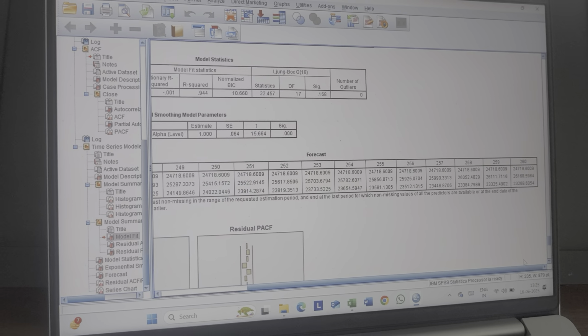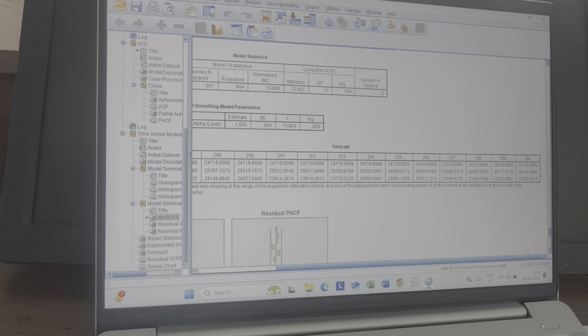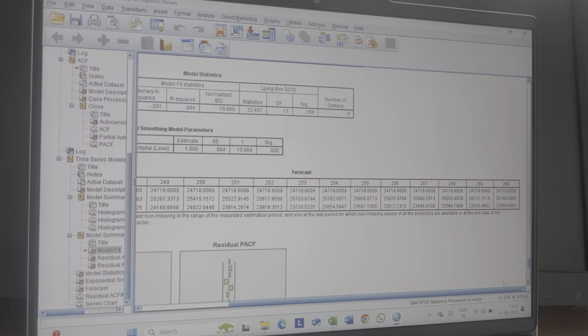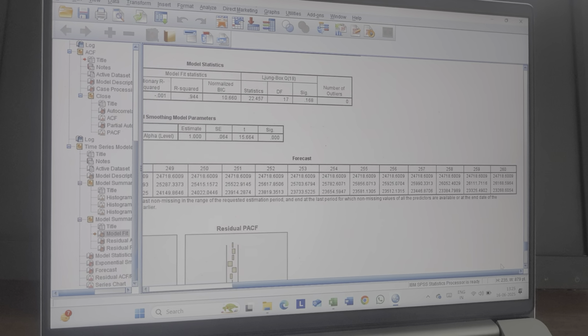That's it. So this is what I am expecting from you for ARIMA. Anything else? Done. That is a brief explanation of what I can do so far.